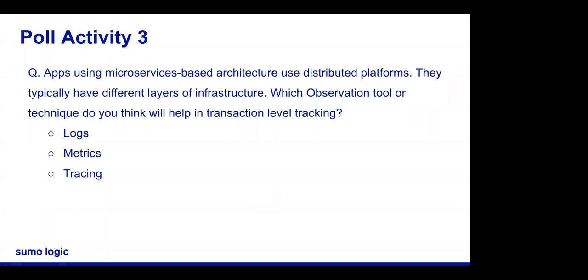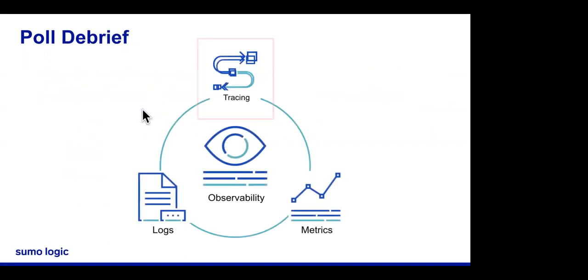Applications using microservices-based architecture use distributed platforms, right? So again, they have multiple environments, multiple platforms. They typically have different layers of infrastructure. Which observability tool or technique will help us understand transaction level tracking, or more importantly, be able to go across those and see that tracking and tracing? Don says tracing. Don is absolutely correct. Yes, absolutely. So this is what we're going to focus on next.